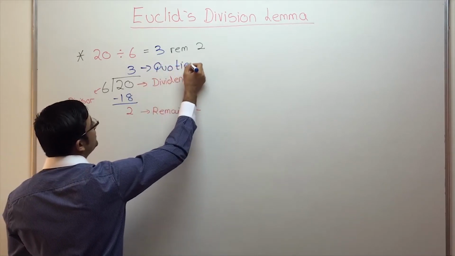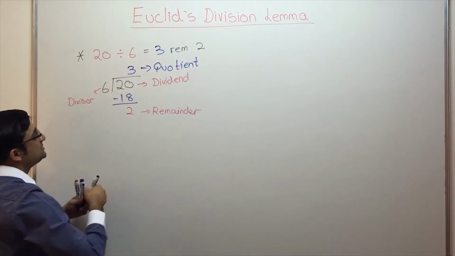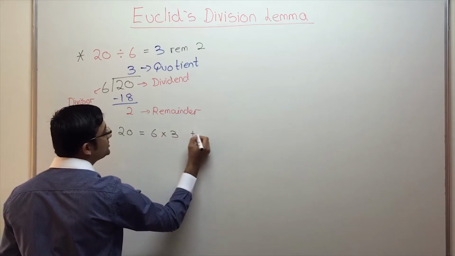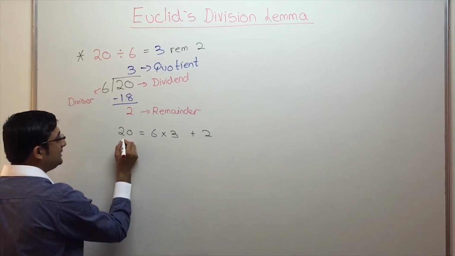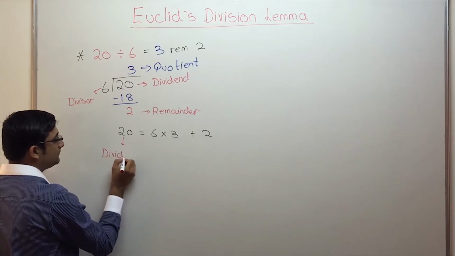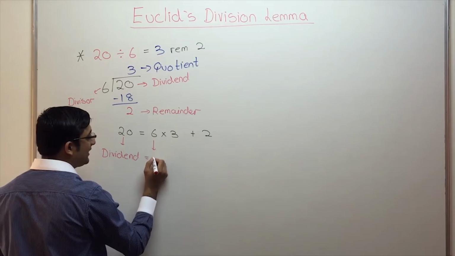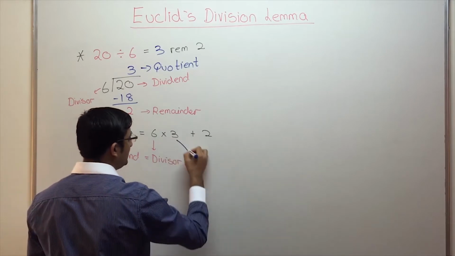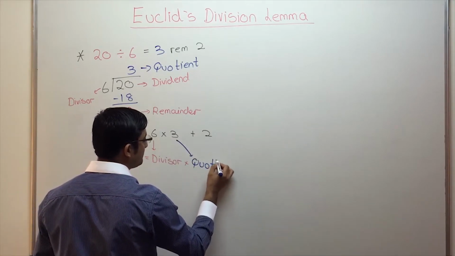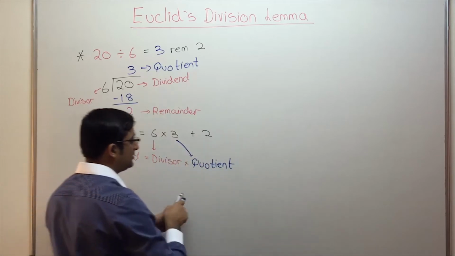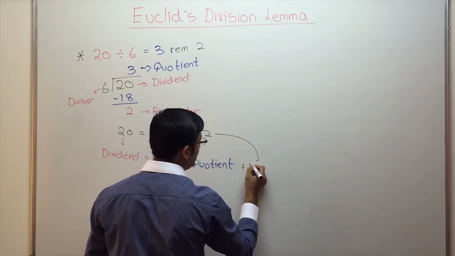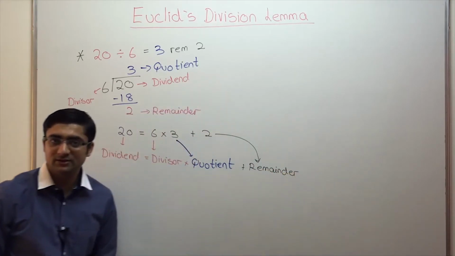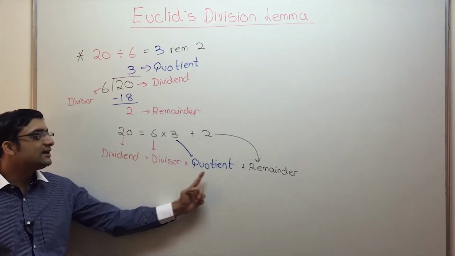Next, we saw the relationship between these four things. What is the relationship? Simple. 20 is equal to 6 multiplied by 3 plus 2, right? That is, we saw that dividend is equal to divisor multiplied by quotient, that is, what is 3 over here? Multiplied by quotient, plus remainder. So plus what is 2? It is the remainder. This is just a recap of what we learned. Basically dividend is equal to divisor into quotient plus remainder.